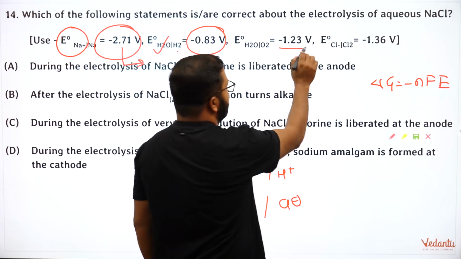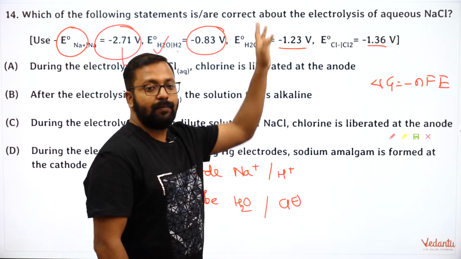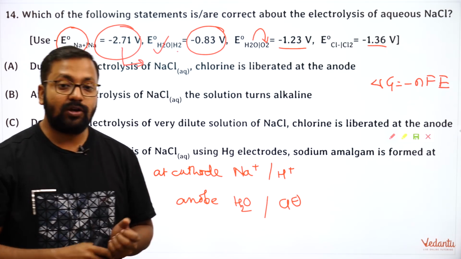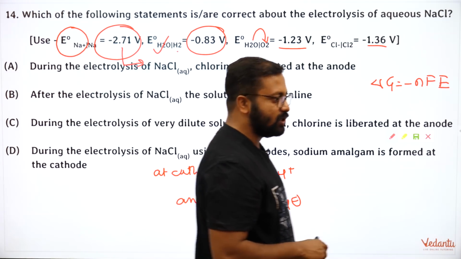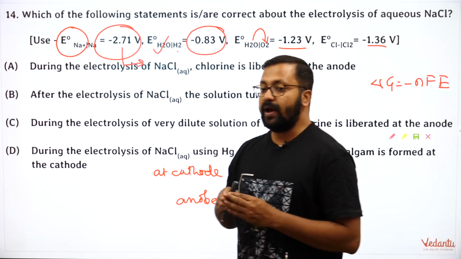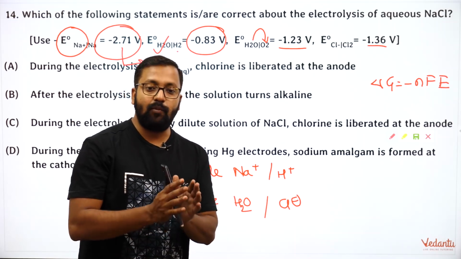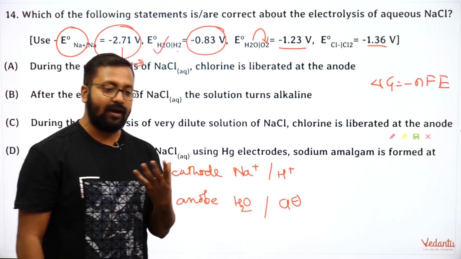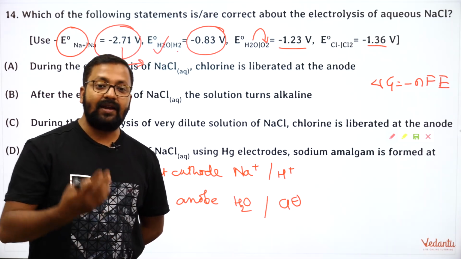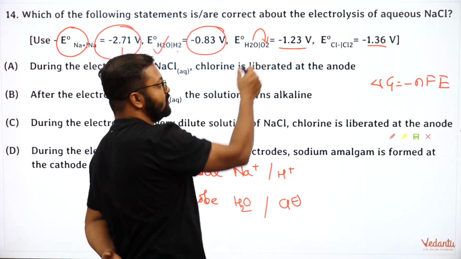Let's see. This is -1.23, this is -1.36. Whose liberation should happen? Oxygen's liberation should happen. See, H2O changes into oxygen, but oxygen is not liberated because there is something known as overpotential. Overpotential is the excess amount of potential that you need to provide so as to make the reaction feasible. Delta G only tells us whether the process is thermodynamically feasible or not. For example, the rusting of an iron sample is thermodynamically feasible but kinetically it is not feasible. Kinetically not feasible means it is not a fast reaction. So this reaction is very slow.